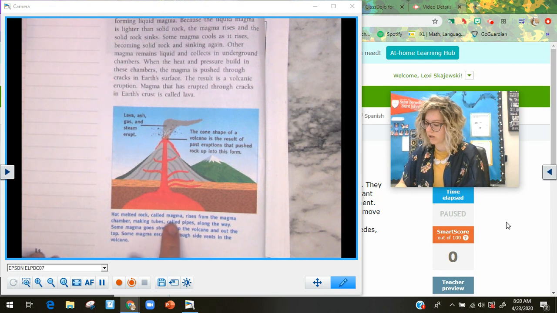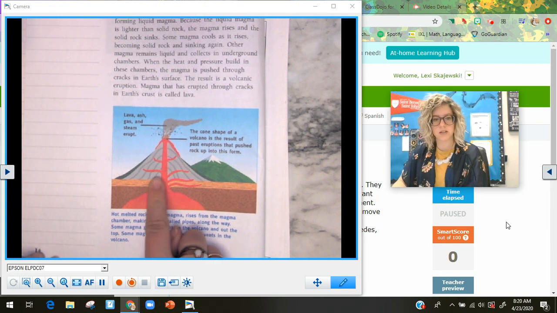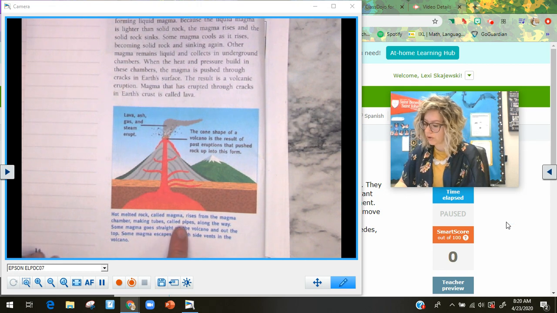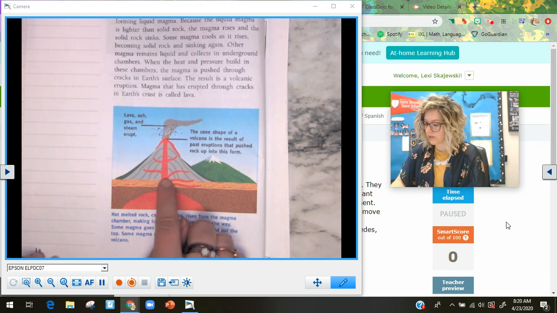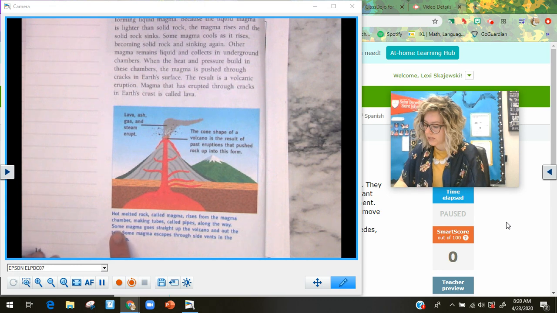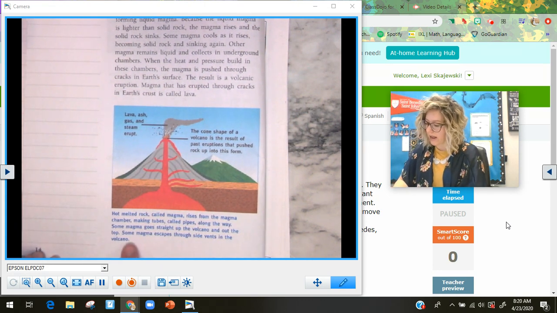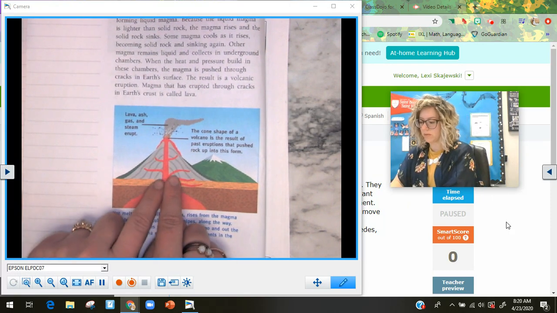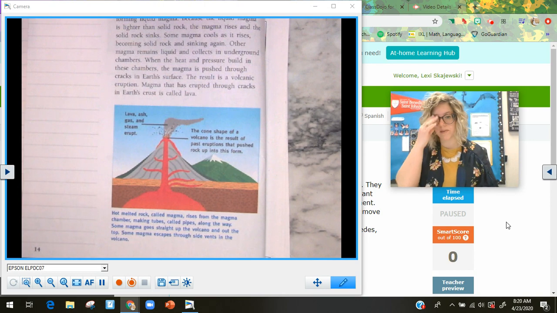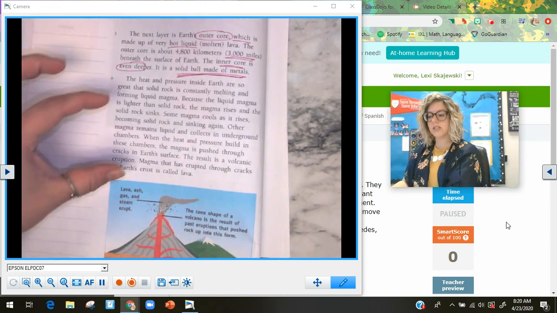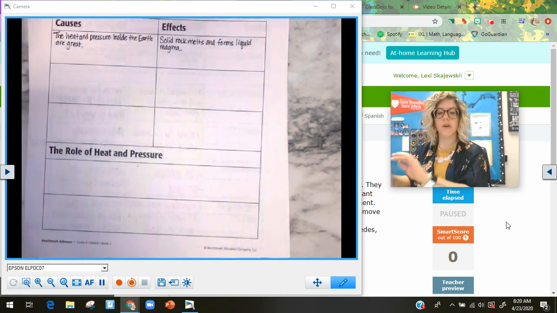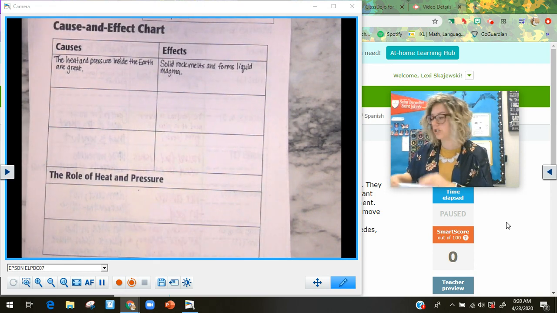Hot melted rock called magma rises from the magma chamber. I'm guessing the magma chamber is kind of down in this area, making tubes called pipes along the way. I'm guessing these are kind of like the little tubes. Some magma goes straight up the volcano, so just like this, and out the top. Boom. Some magma escapes through the side vents in the volcano. I'm guessing that's these guys escaping through the side. Okay. All right. So now using this paragraph, you are going to find some cause and effect relationships.